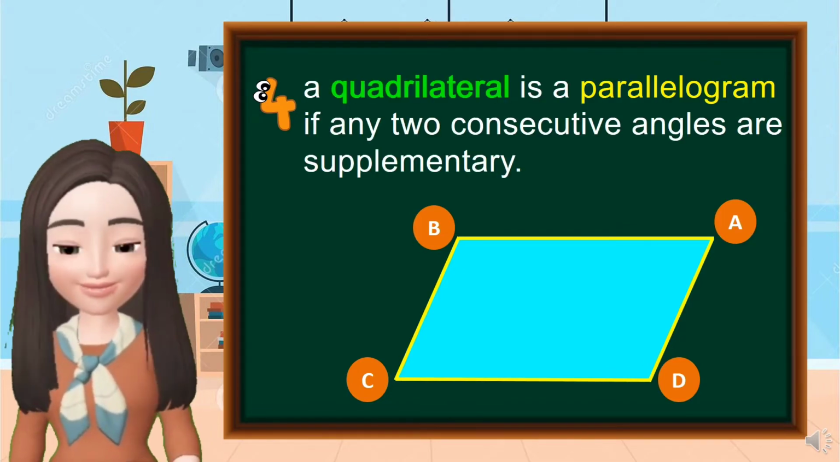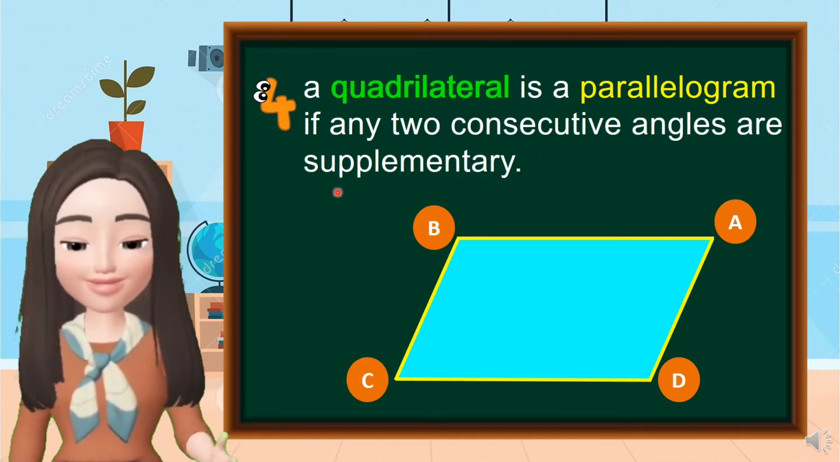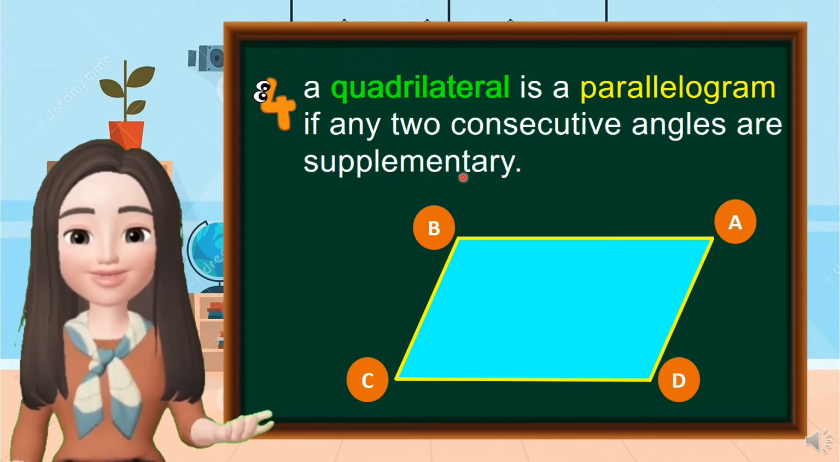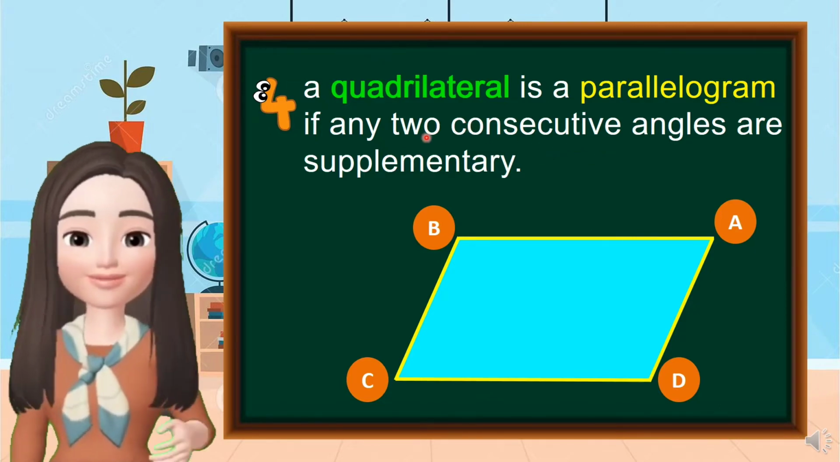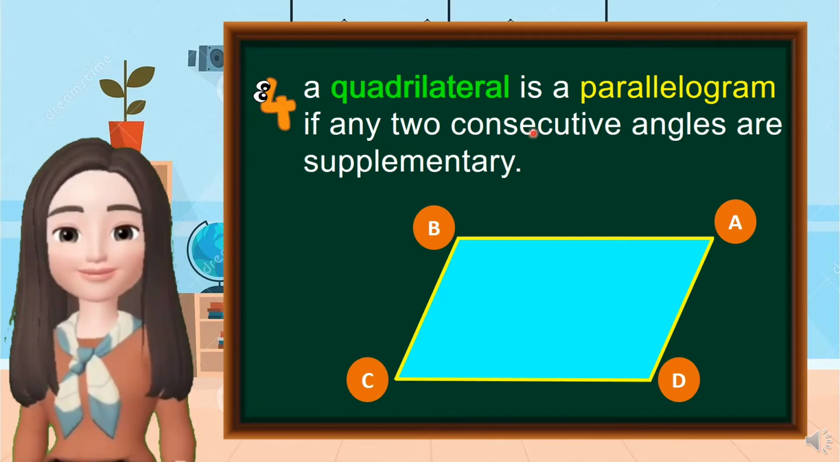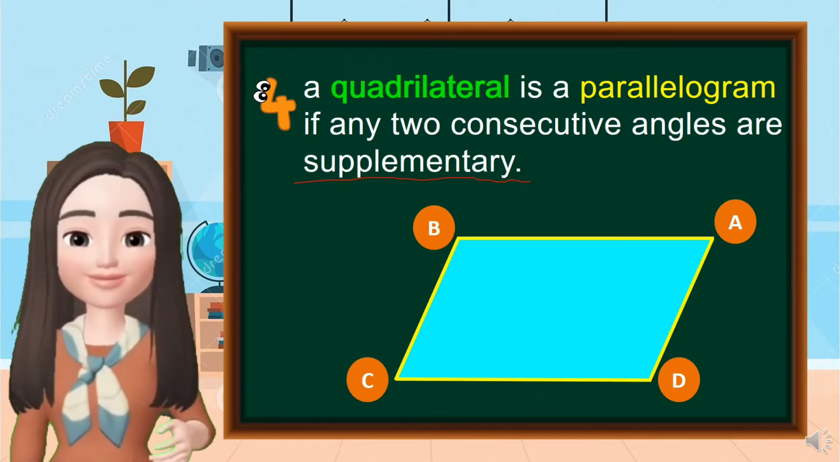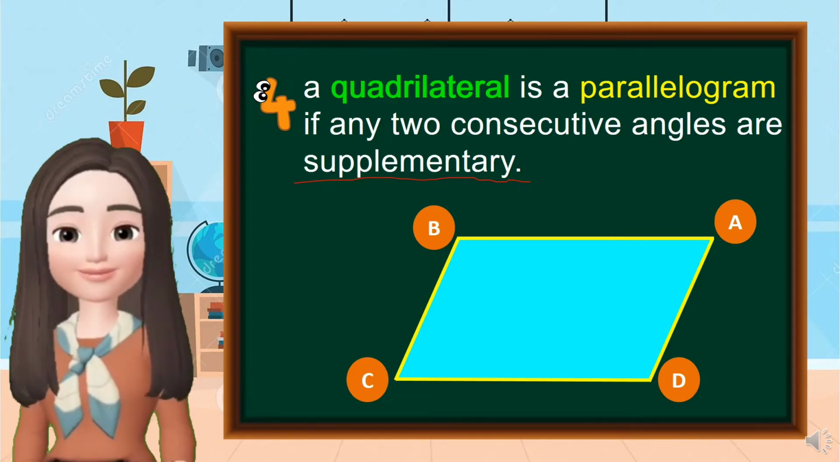Fourth condition: a quadrilateral is a parallelogram if any two consecutive angles are supplementary. So again, a quadrilateral is a parallelogram if any two consecutive angles are supplementary. Kailangan daw yung dalawang consecutive angles. Ano ba pag sinabi nating consecutive? Magkasunod. Ang dalawang magkasunod na angles are supplementary. What do we mean by supplementary naman? Naalala pa ba during your previous grade? Supplementary angles are those angles whose sum is 180 degrees. Kailangan pag pinag-add natin yung dalawang angles na yon, ang total nila ay 180 degrees.